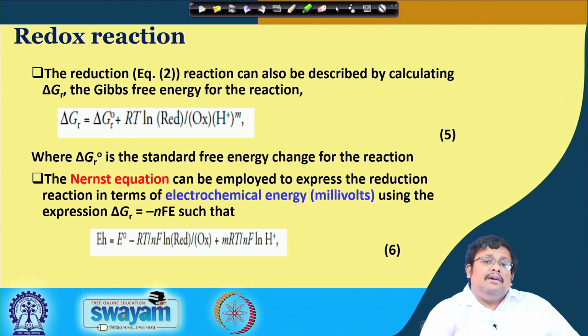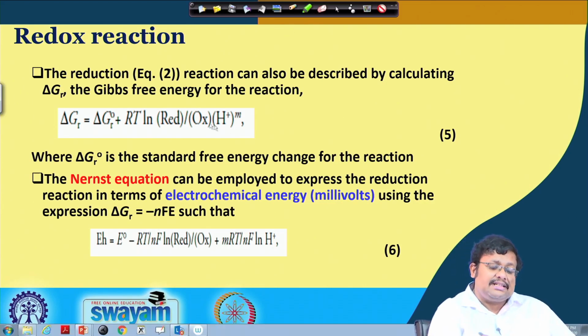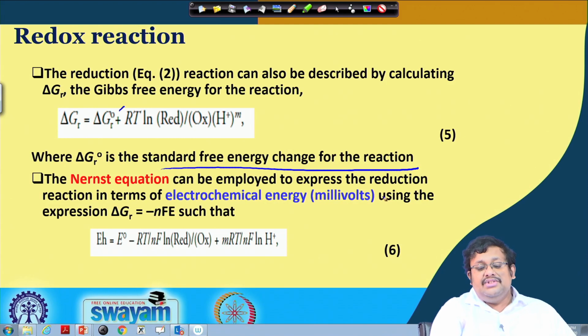So, the reduction half reaction, that is equation 2, can also be described by calculating the delta G, which is known as delta Gr, the Gibbs free energy for the reaction. So, the Gibbs free energy for the reaction can be expressed in terms of delta G0 plus RT ln of the natural logarithm of reduced by OX, that is oxidized, and H+ to the power m, where delta G0 is the standard free energy change of the reaction. So, from this equation we can have the Nernst equation, which is a very important equation.